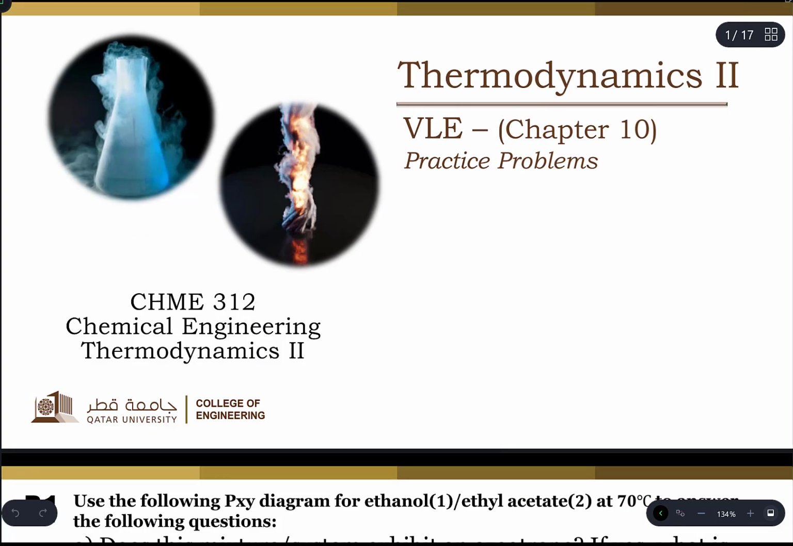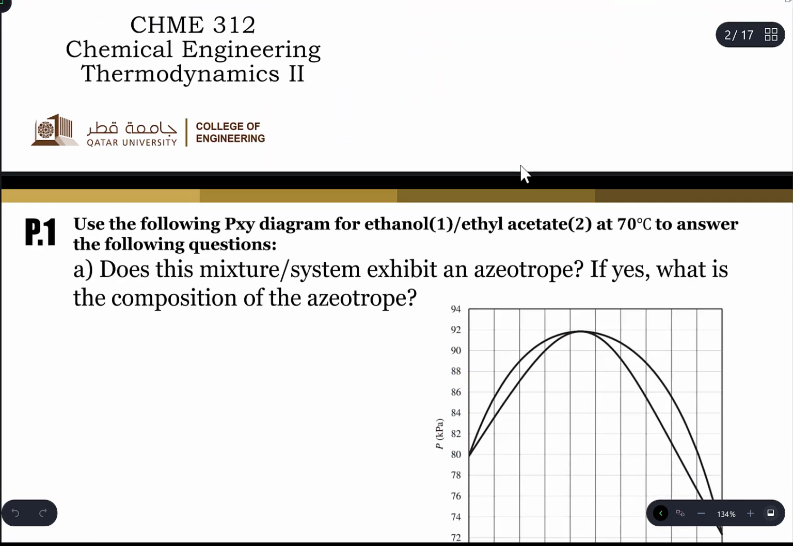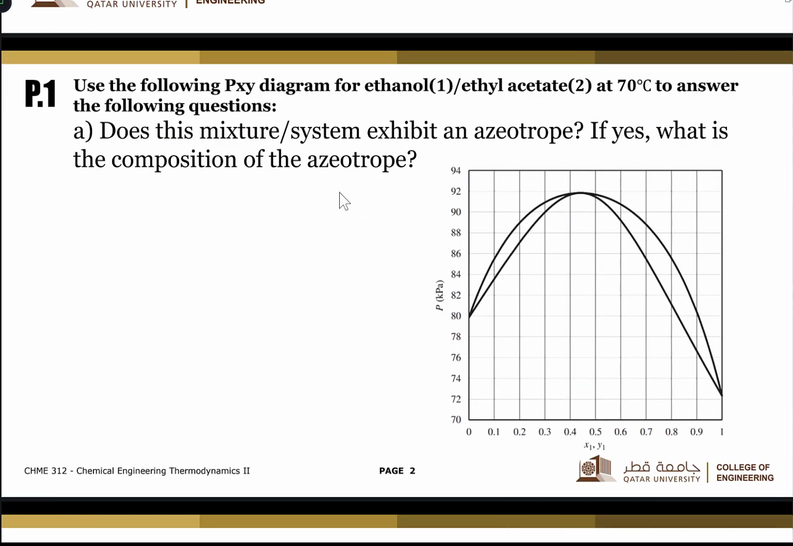I called it practice problems. It's got a set of problems, as you can see here. The first one has multiple parts, and then there's a second and third problem after that. So the first problem: use the following PXY diagram for ethanol and ethyl acetate at 70 degrees. This whole thing here is at 70 degrees already. To answer the following question: does this mixture system exhibit an azeotrope? If yes, what is the composition of the azeotrope?